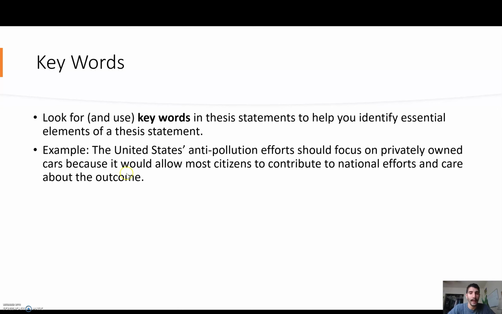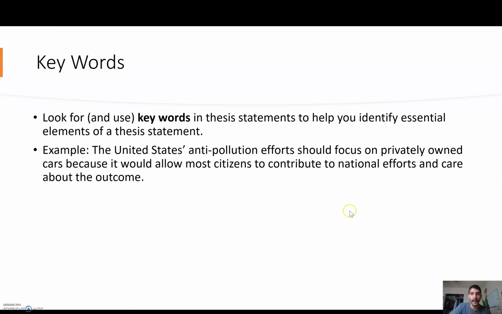So I have an example here, and I'm just going to go quickly and break down each element in this thesis statement. So the example is: the United States anti-pollution efforts should focus on privately owned cars because it would allow most citizens to contribute to national efforts and care about the outcome. That is a very succinct thesis statement with all 3 elements. What we're going to do is just break it down.